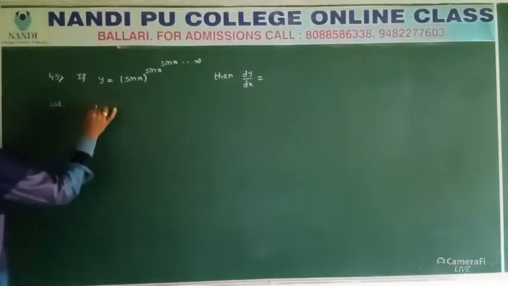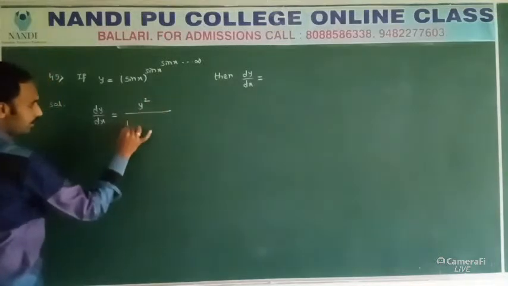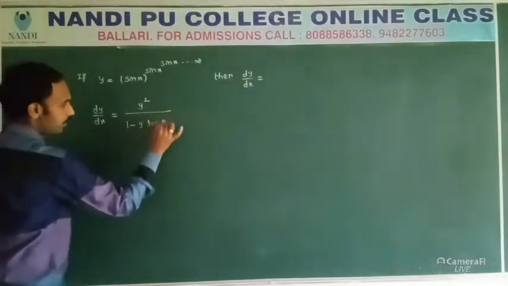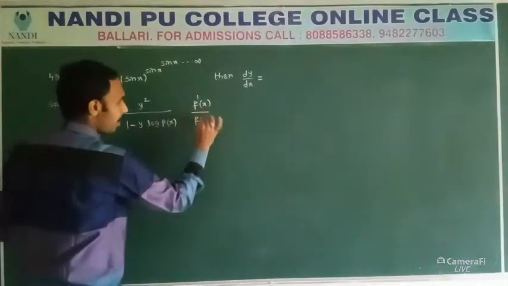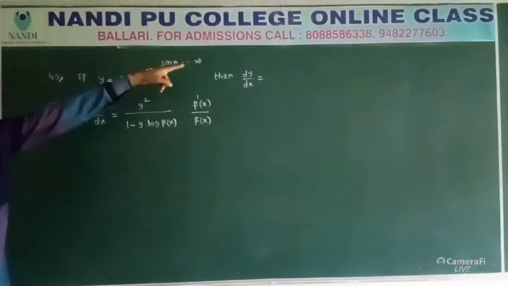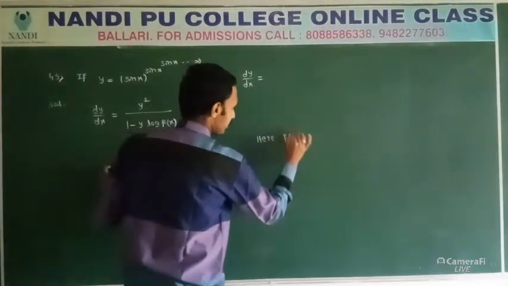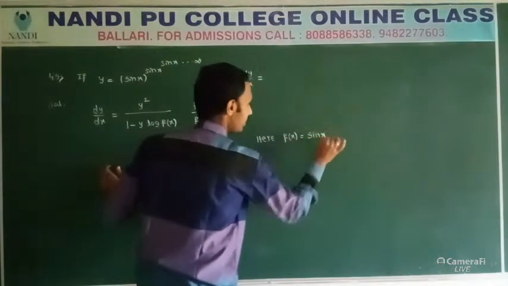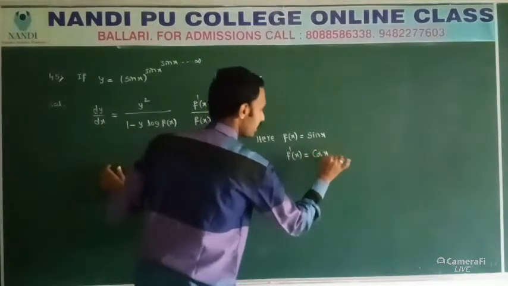Dy by dx is equal to, the formula is y square by 1 minus y into log of f of x into f dash x divided by f of x. Okay, what is f of x? If you compare the function, it is in the form y is equal to f of x whole power f of x whole power f of x and so on infinity. So f of x is sin x. Differentiate f of x: the derivative f dash x of sin x is cos x.